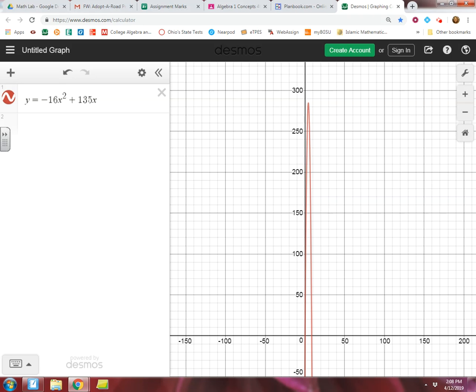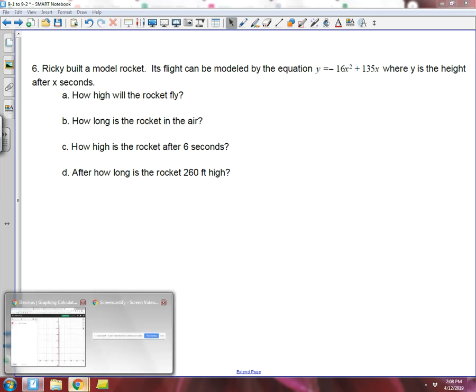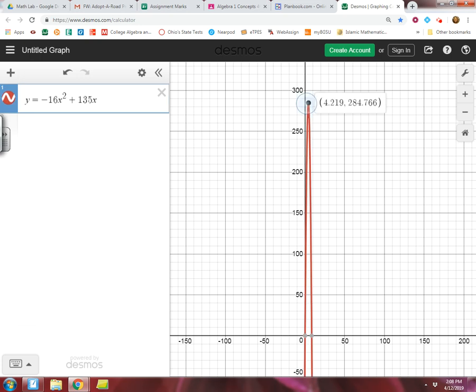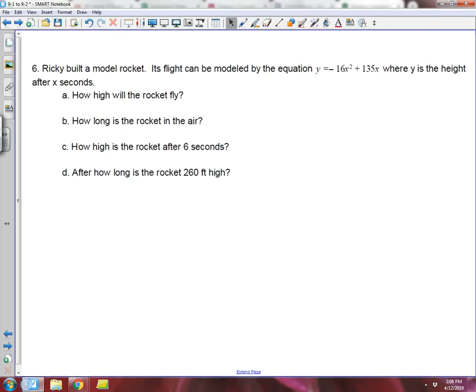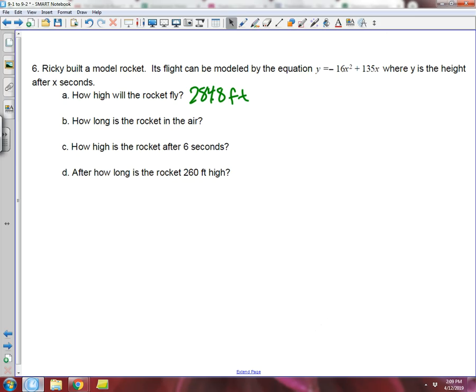Okay. First question, how high? Shouldn't be negative. 284.8. Okay. How long is the rocket in the air? Over here. Now, that's how long it takes to get to the highest point. It says, how long is it in the air? There you go, 8.4. Notice how it was double what you told me, Dalton? Because it takes half the time to get to the top and then half the time to get back down.